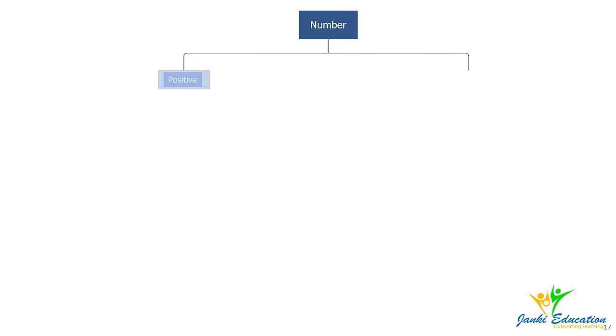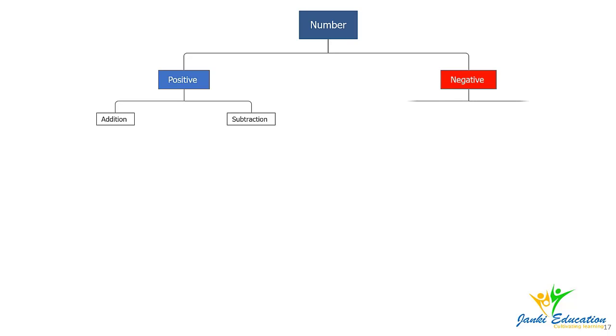So what does this topic mean to us? We know that from now onwards we will consider a number as an integer. That number can be of two types, either positive or negative. A positive number may have addition and subtraction. In the same way, a negative integer also may have addition and subtraction.